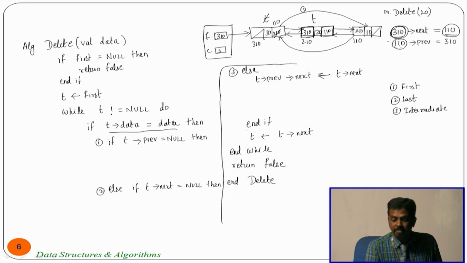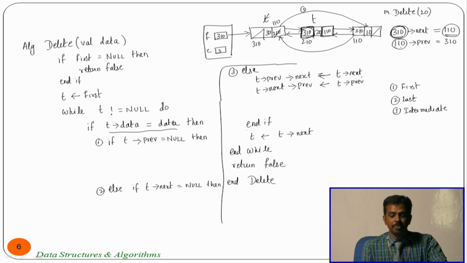110, how can we get it from the T? T is containing that information, that is what? T of next. So, T of next of the previous is equal to what? The 310. The 310 information we can get from the T, that is T of previous. Okay. So, we have created these two links.